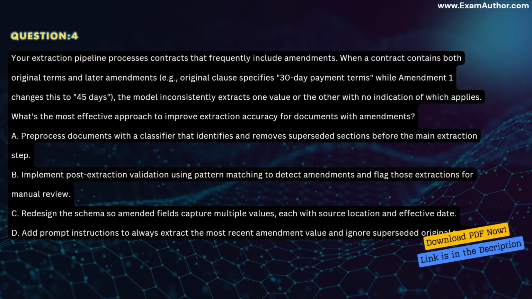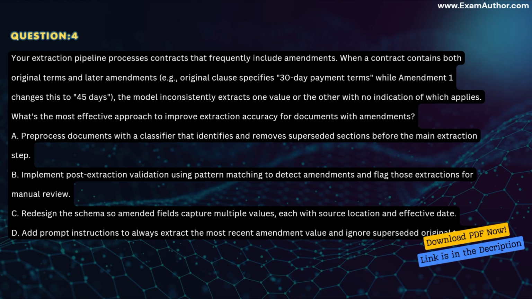Question 4. Your extraction pipeline processes contracts that frequently include amendments. When a contract contains both original terms and later amendments, e.g., original clause specifies 30-day payment terms, while Amendment 1 changes this to 45 days, the model inconsistently extracts one value or the other with no indication of which applies. What's the most effective approach to improve extraction accuracy for documents with amendments?